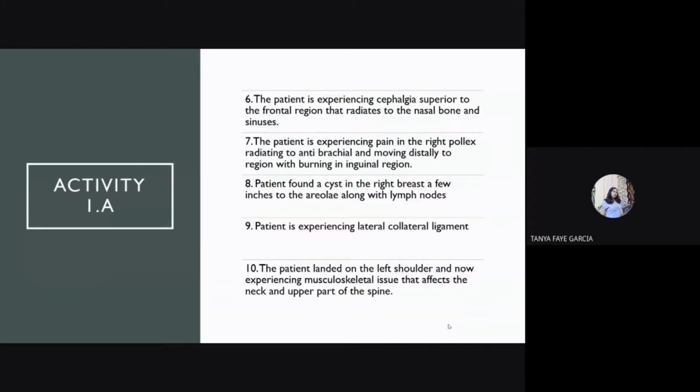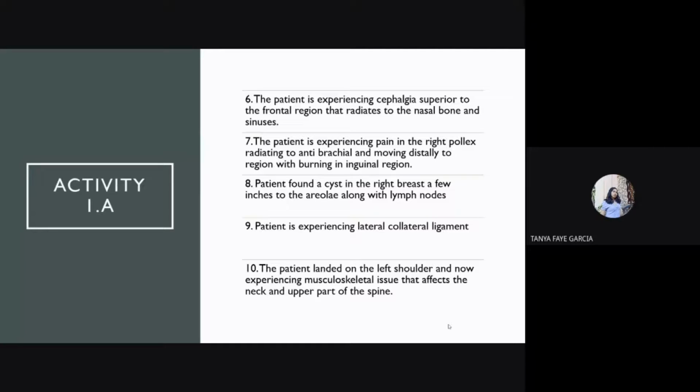Number 7, patient dislocated the right thumb and has pain radiating through the forearm to the elbow. And our answer is the patient is experiencing pain in the right pollex radiating to antebrachial and moving distally to region with burning in the lingual region.